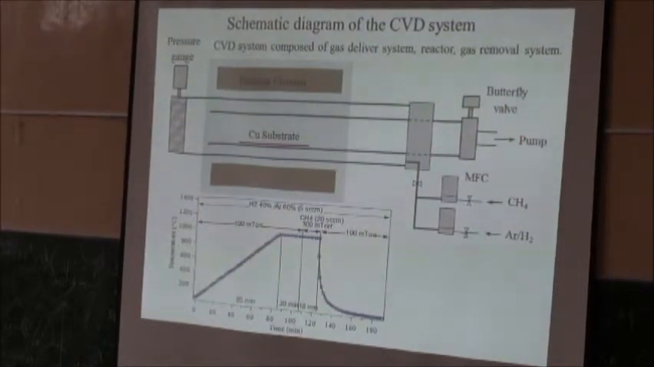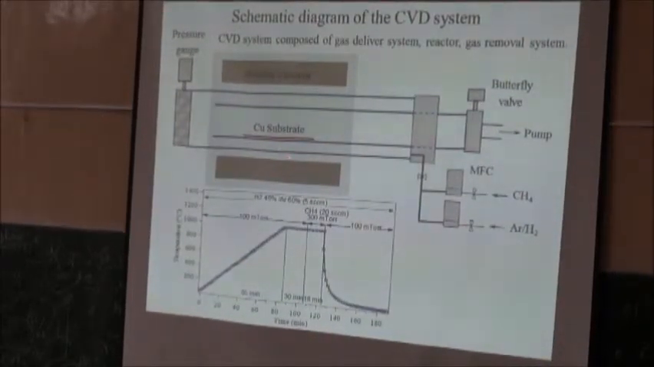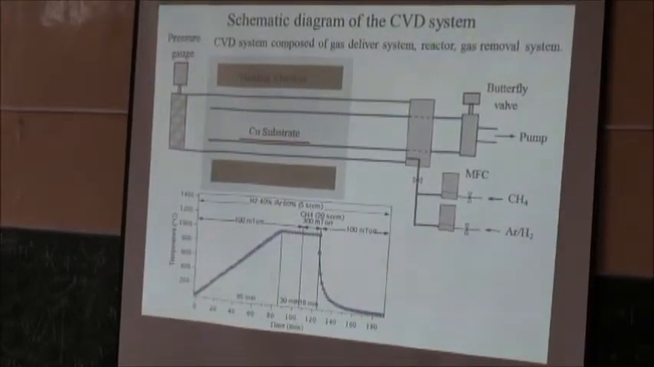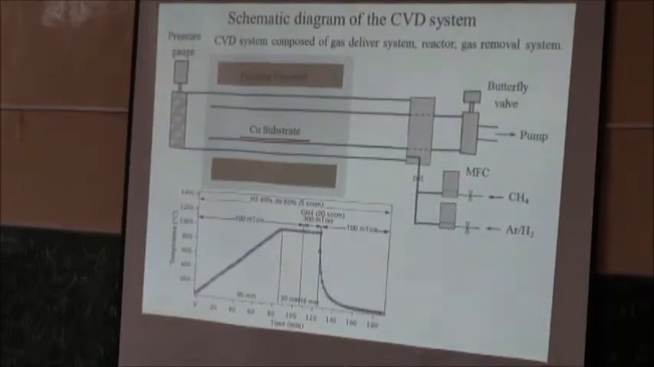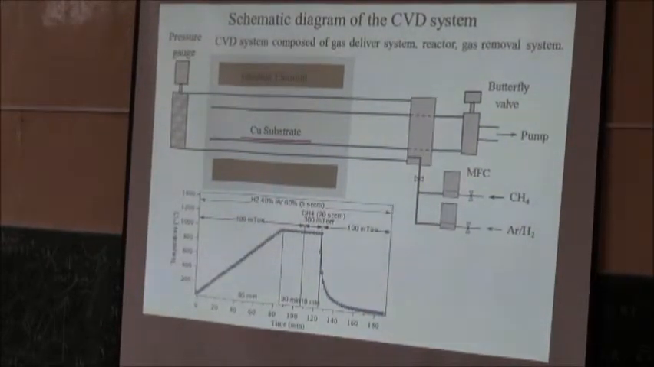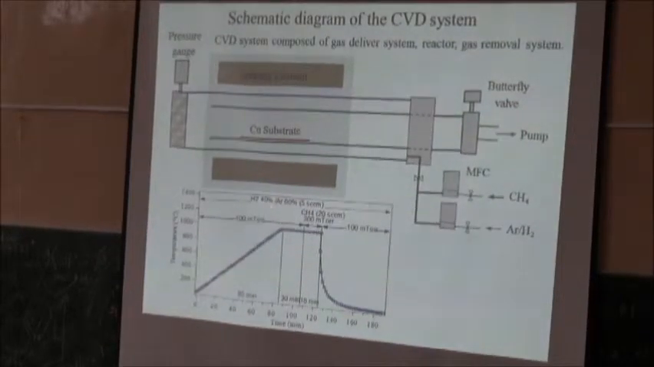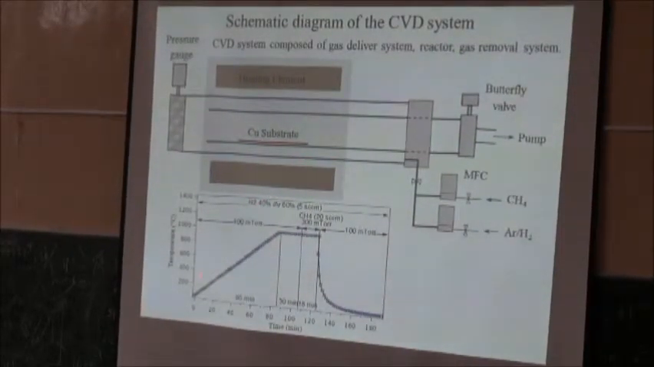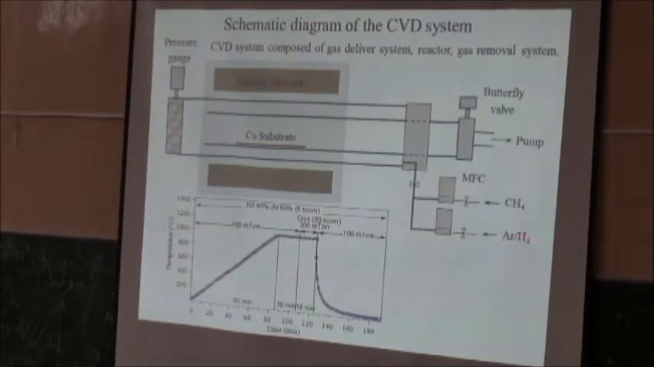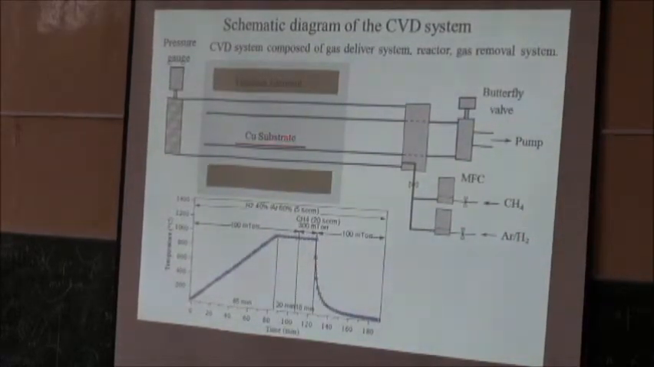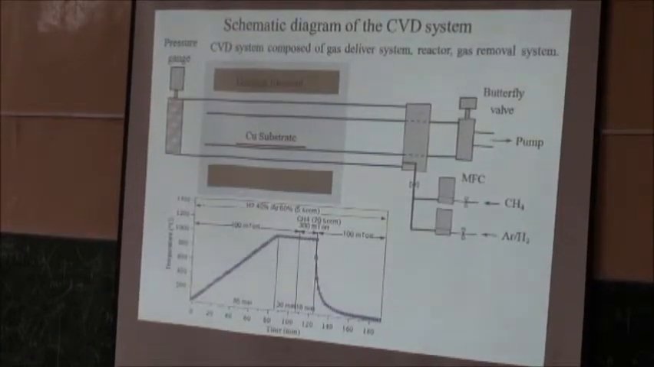So we just pump on that one, it's under vacuum. Then we put a copper foil here. Then we first heat the furnace to 1000 Celsius with flowing argon and hydrogen. That is so as not to oxidize the copper, right? If you heat under air, you will oxidize. So that's why we use a reducing agent. We heat the furnace from room temperature to 1000 Celsius while hydrogen is flowing.